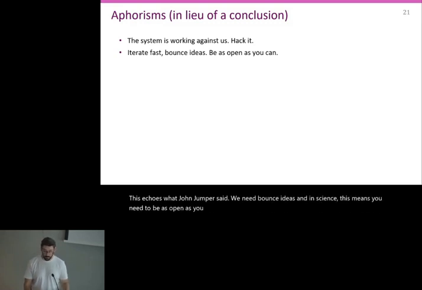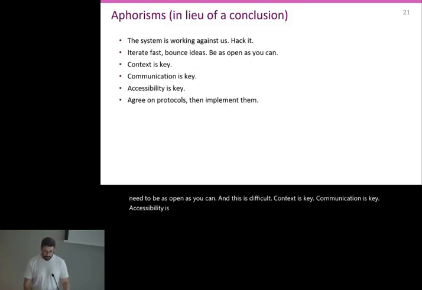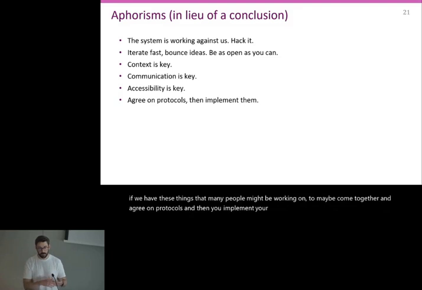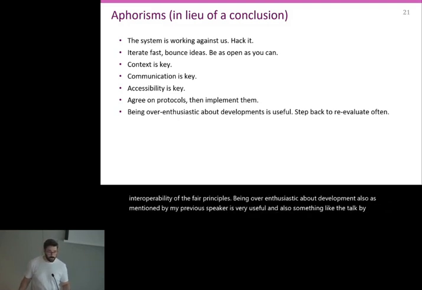And this is difficult. Context is key. Communication is key. Accessibility is also key. And what I see, on a more technical level, is that it might be useful if we have these things that many people might be working on to come together and agree on protocols, and then you implement your solutions, but you still have at least the interoperability of the FAIR principles. Being over-enthusiastic about development, as mentioned by my previous speaker, is very useful. And also something like the talk by James, you get inspired by this.